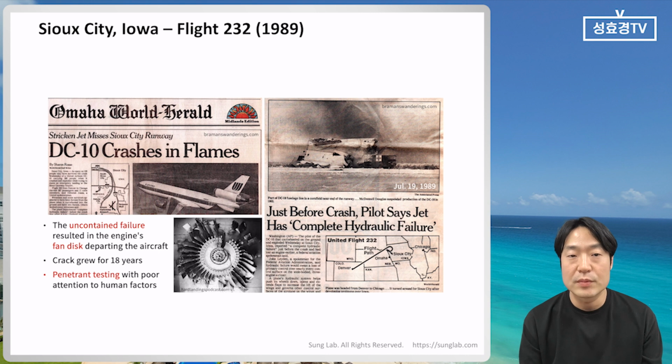So non-destructive testing is very important. Things like penetrant testing, or poor attention to human factors. Very detailed detection is very important to observe the fatigue cracking. So observation is very important. If it is initiated, we need to observe whether it is growing very fast or slowly. That is a very important part.